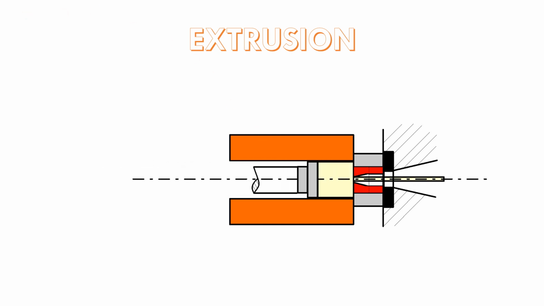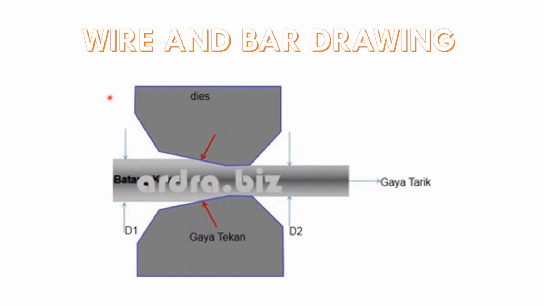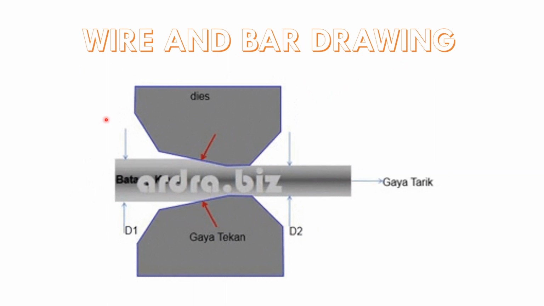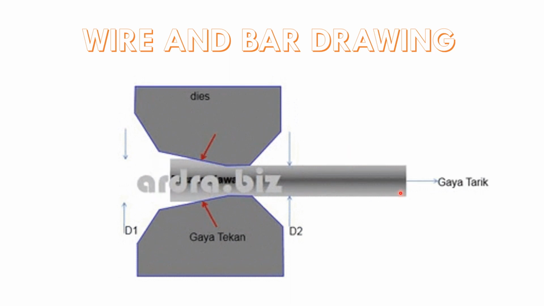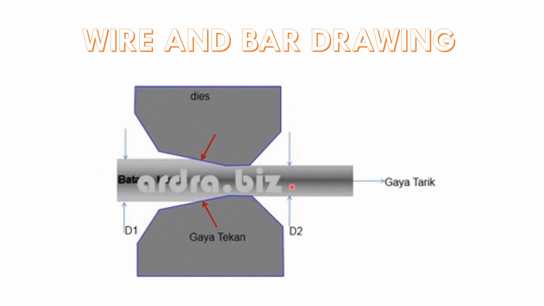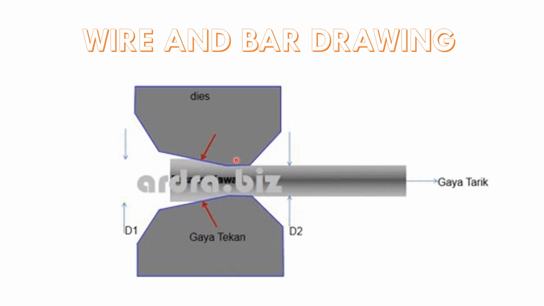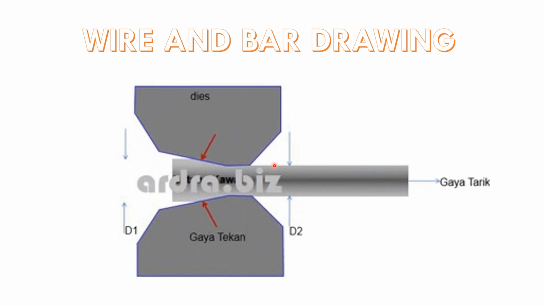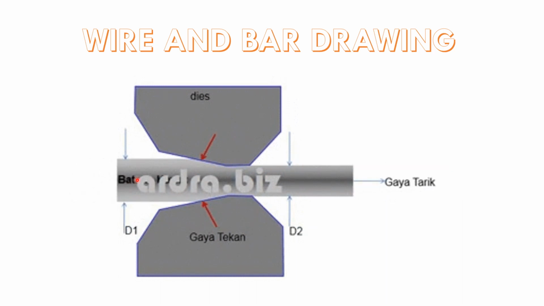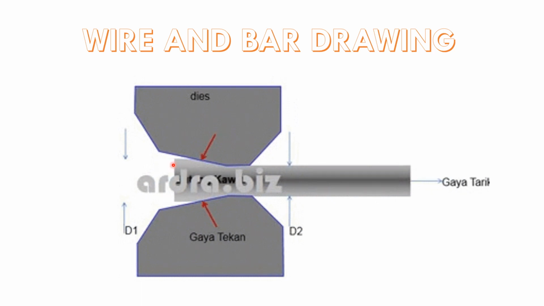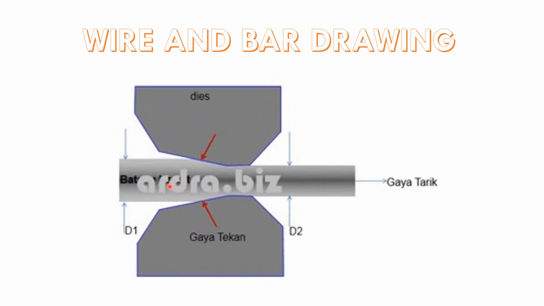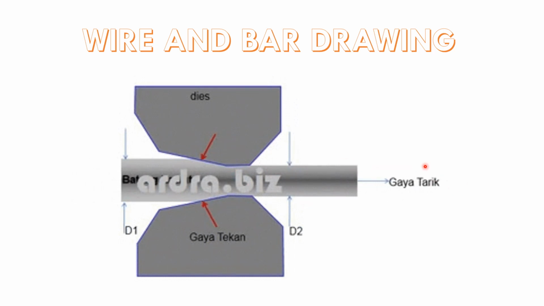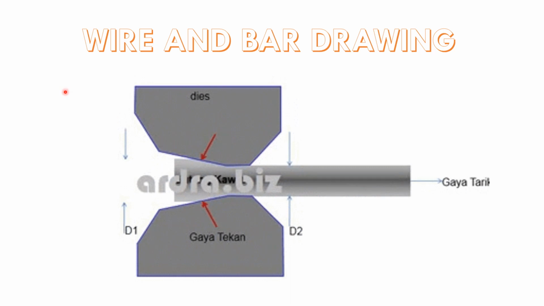Okay. And the last process that we are going to look into is wire and bar drawing. In wire and bar drawing, the work material will be pulled, okay, to come out from the die opening. Usually it is done to reduce the diameter of the work material. This process also is not done in one go, okay. It has to be repeated through several dies in order to get the final product.